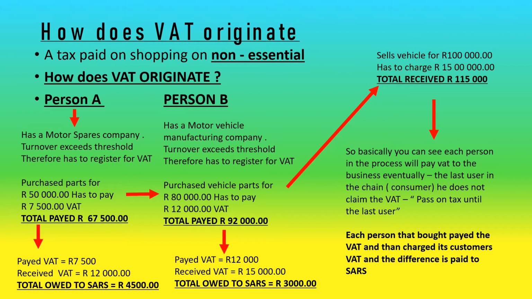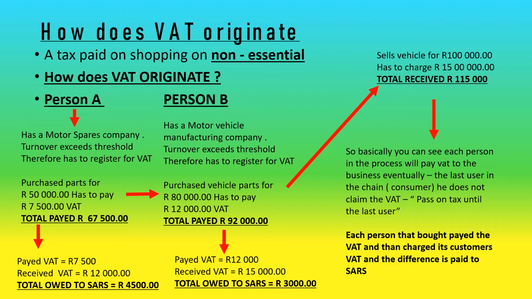So VAT is basically a tax that you pay on shopping, on non-essential shopping. So those of you that are shopaholics, yes, you are paying more VAT than those people that are not. So you pay VAT on anything that is non-essential usually, right? So that's just an easy way for you to remember how VAT comes about when you are shopping.